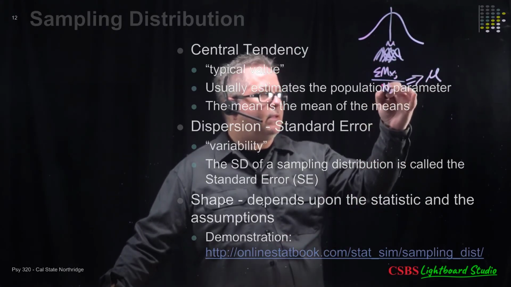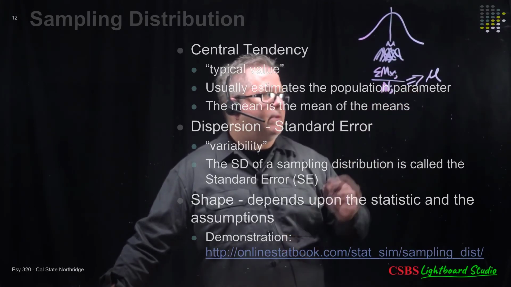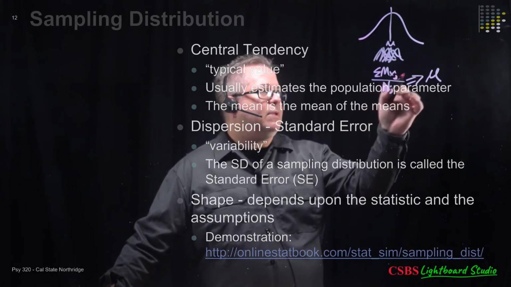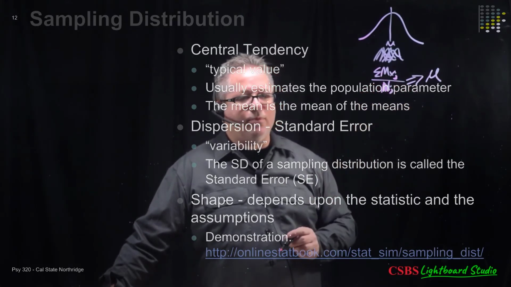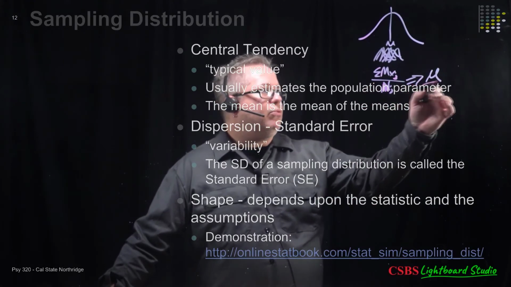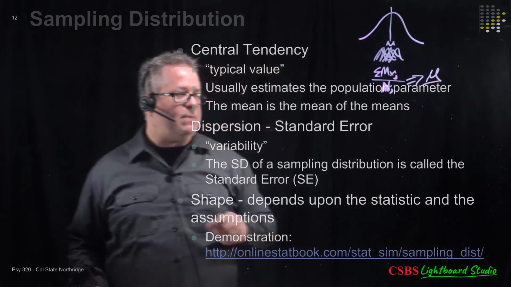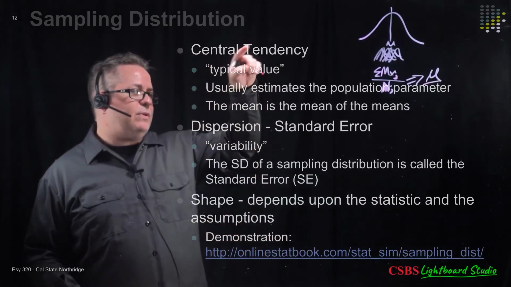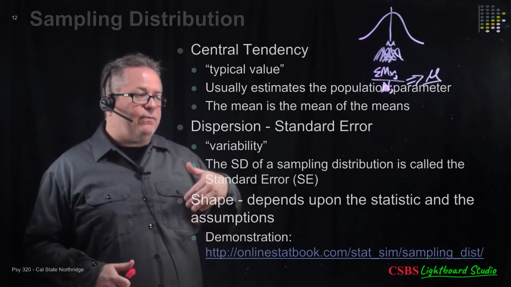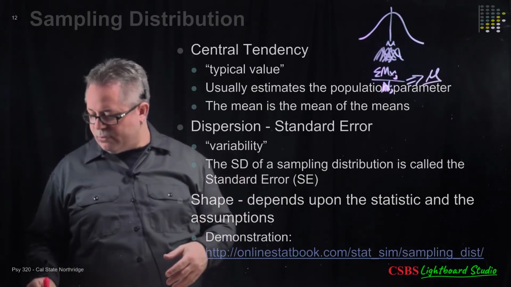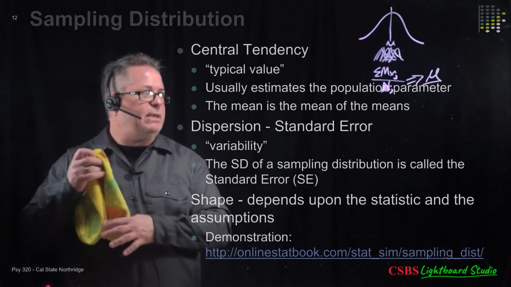This is, I'm sorry, you can't see it really, but this is an n sub j, j being for each group. So if I take the mean, sum up all the means for all the groups, divide by the number of groups we have, that's going to be a pretty good estimate of the population mean. That's why it says the mean, the mean, the means. So the central tendency of a sampling distribution tends to estimate fairly well the population parameter that you're trying to estimate, in this case the population mean.